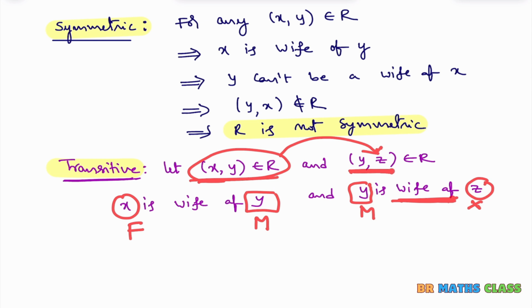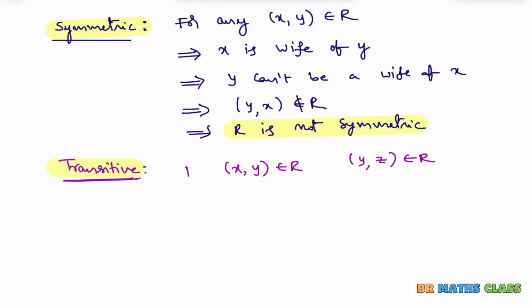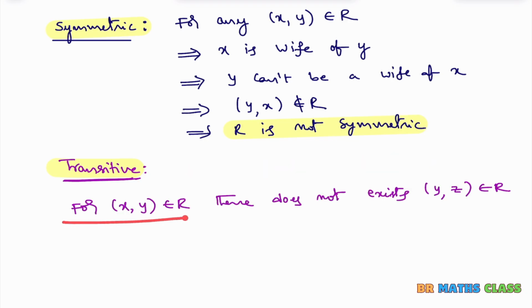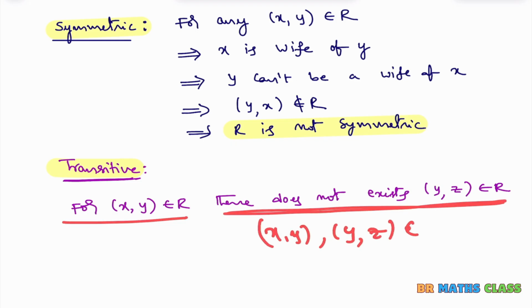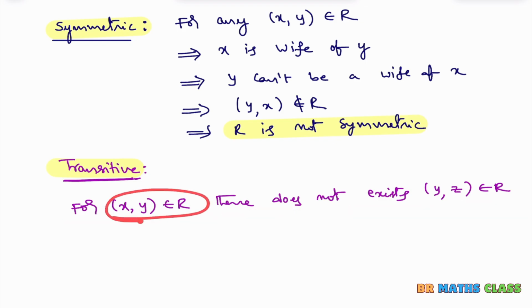If x comma y comma z, such pair of ordered pairs doesn't exist, in that case we say that the relation is transitive. So what is the conclusion we'll write? For the ordered pair x comma y in the relation R, there doesn't exist y comma z in the relation. If x comma y comma z exists, then only we look for x comma z. As x comma y comma z, that type of thing doesn't exist, in that case we say that the relation is transitive. I hope you understand.